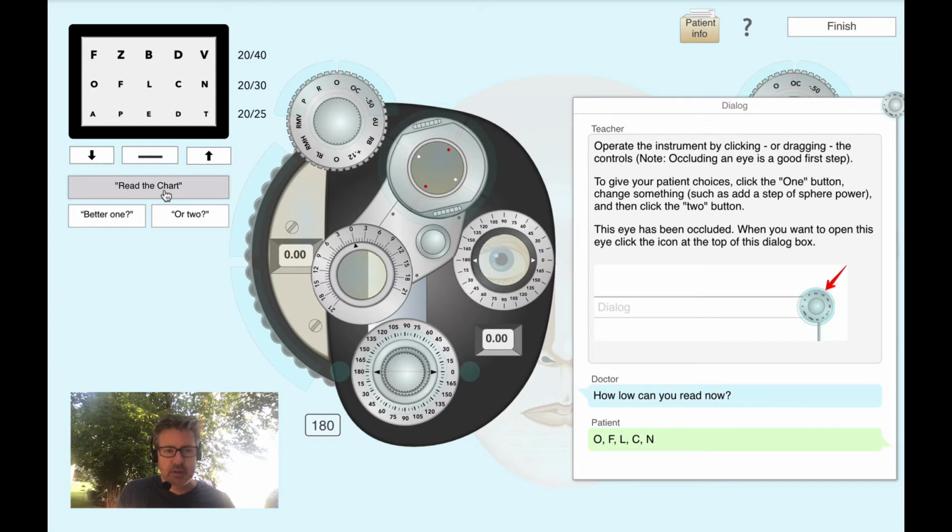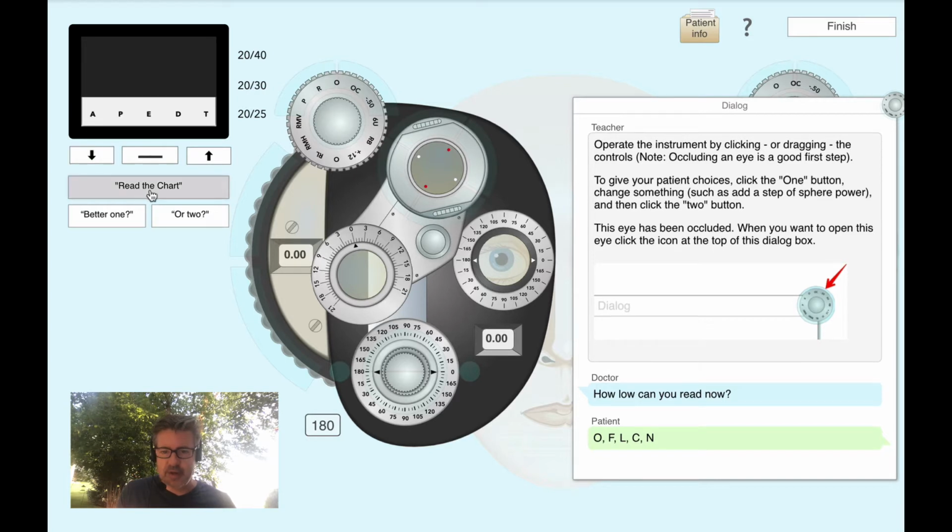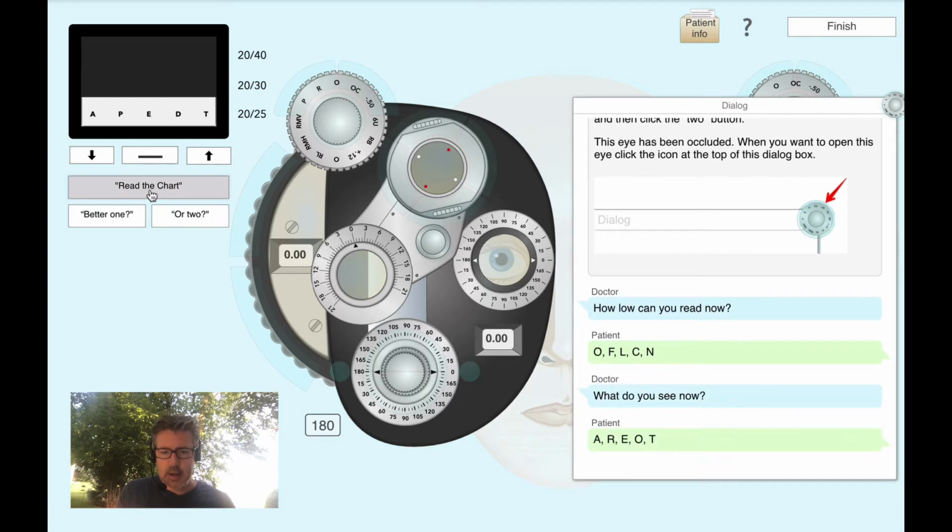20/30. So she read 20/30. Let's just see what happens. Can we push her to read 20/25? A-R-E-O-T. She's not reading that too badly. Sometimes kids don't like to push themselves and read lines that they're not 100% confident in, but she does read 20/25-ish.